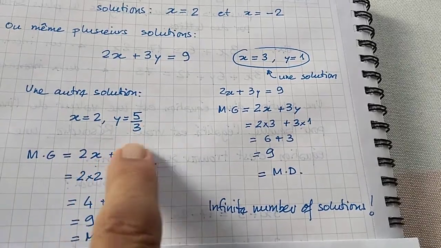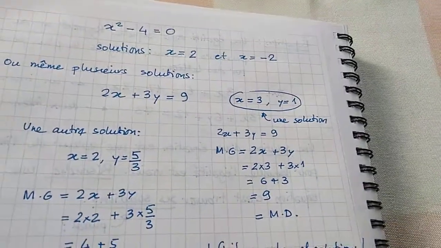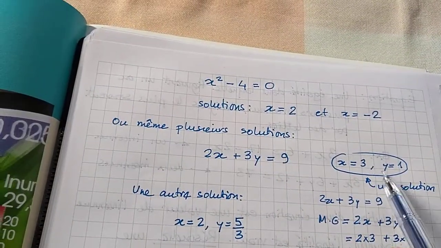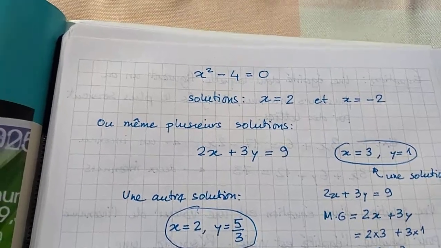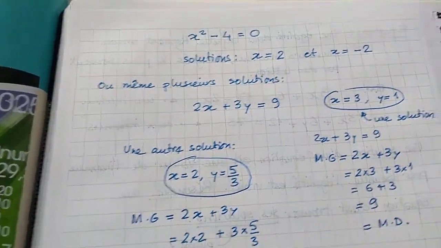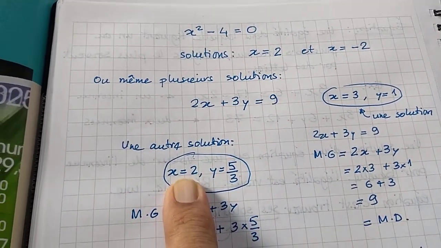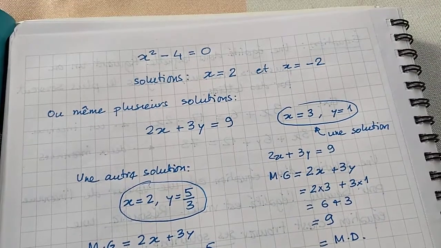You can find an infinite number of combinations of x and y. Here I had x is equal to 3, y is equal to 1 as one solution. Now this is another solution. I'm drawing a circle around or an oval around it to indicate that this is a solution, not x is equal to 1 is one solution and y is equal to 5 over 3 another solution.